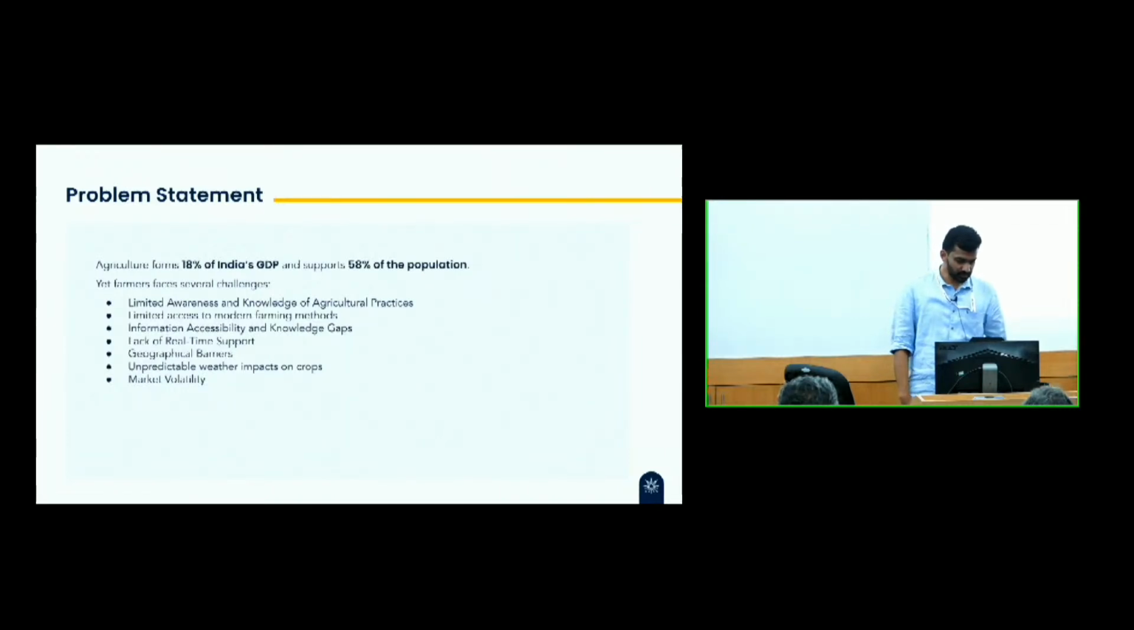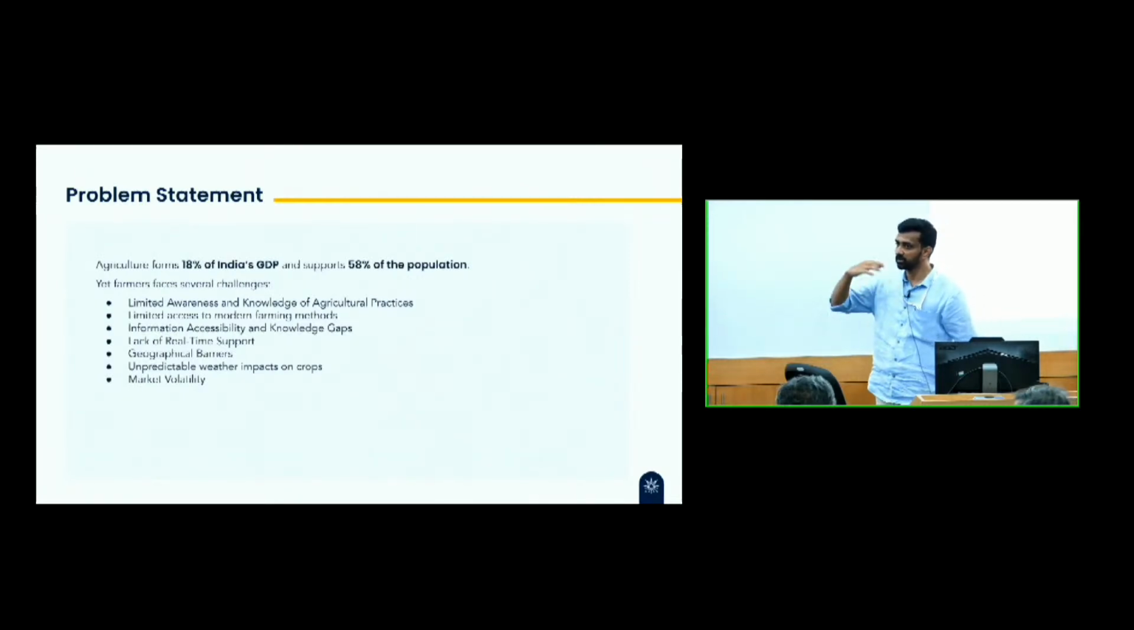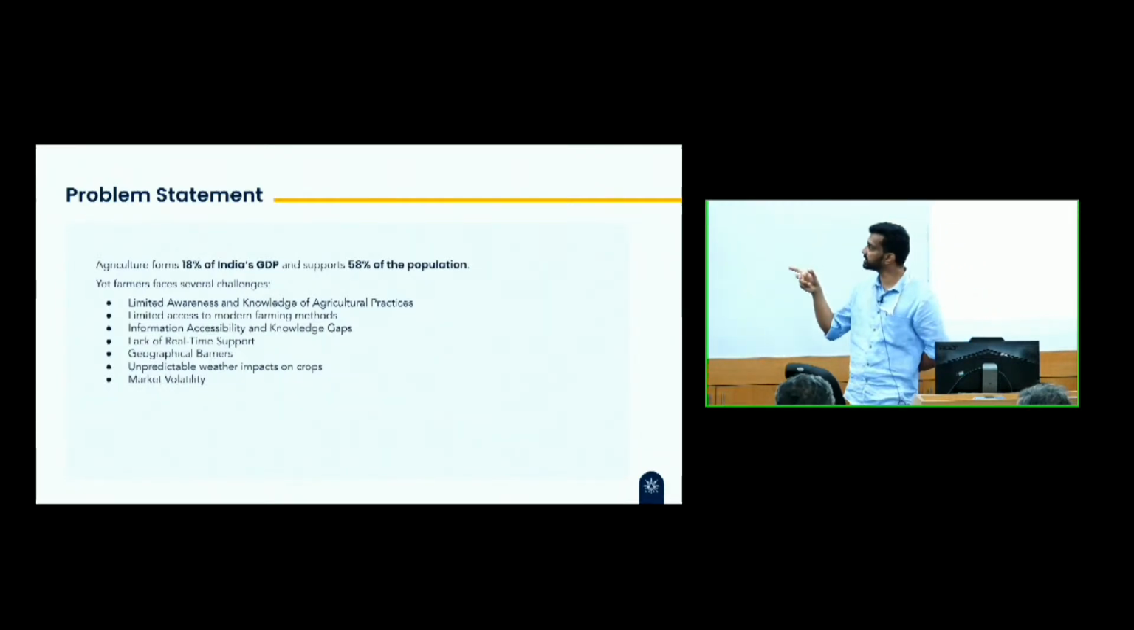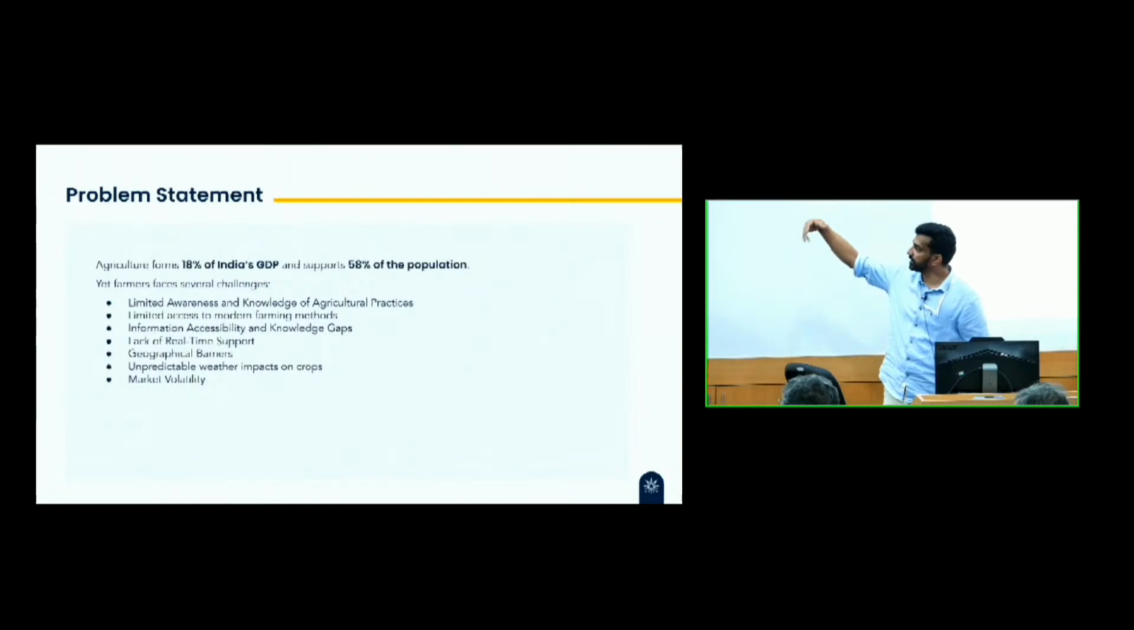And there are a lot of issues: limited awareness and knowledge, and continuous use of traditional knowledge without realizing that this is probably not the right way to do it. And crop loss, and the issues with crop insurance. So these are the issues faced by the farmers. One thing we are trying to address here is the lack of awareness: how do we help farmers with real-time information on weather or mandi prices, or anything they want to know about certain diseases that affect their plants.